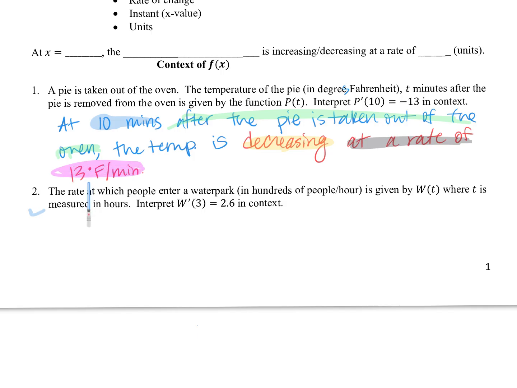Does that seem reasonable? Every minute we're dropping 13 degrees? Yeah. I think in the beginning it drops quickly and then it'll kind of level off.